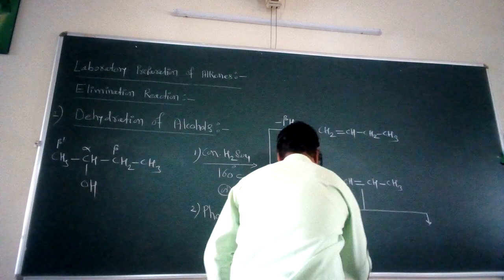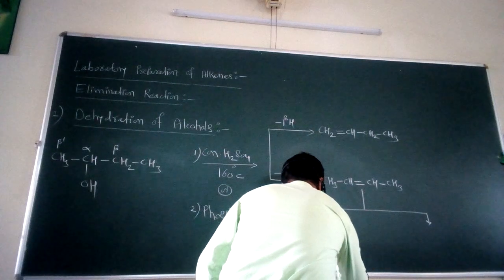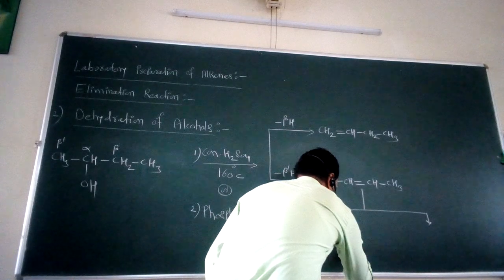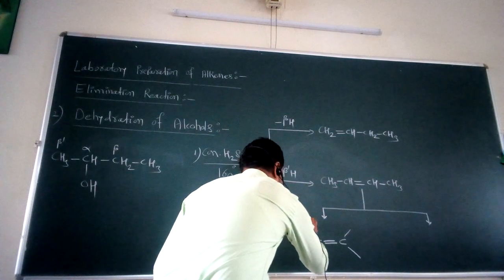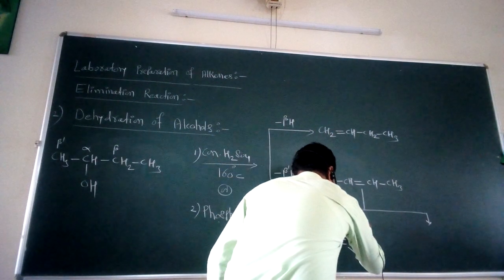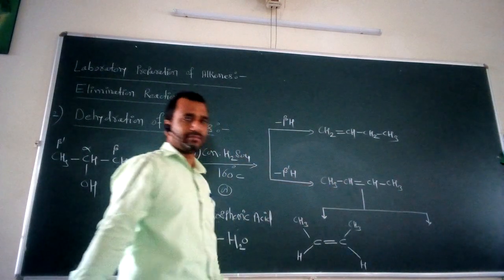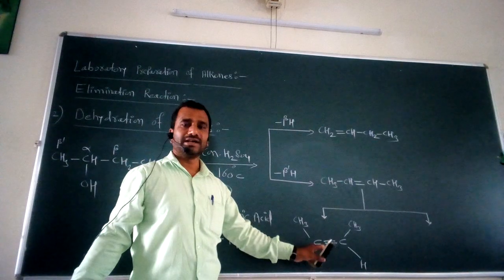The first form is C double bond C. This is a CH3. Again, this is a CH3. This is H. This is H. So, what is the name of this compound? This compound is called cis-2-butene.